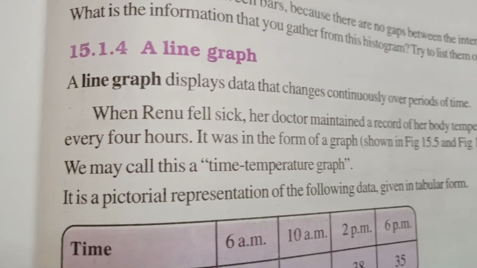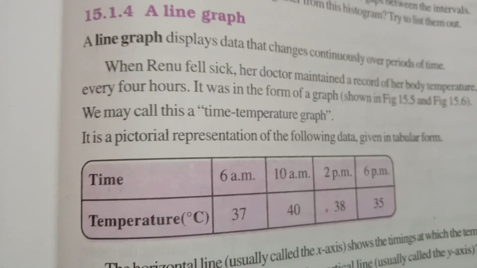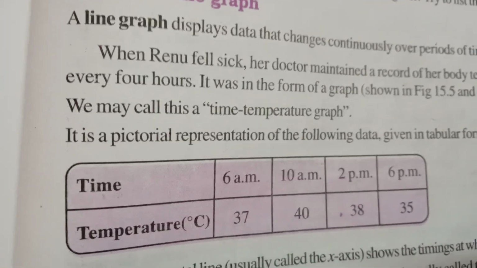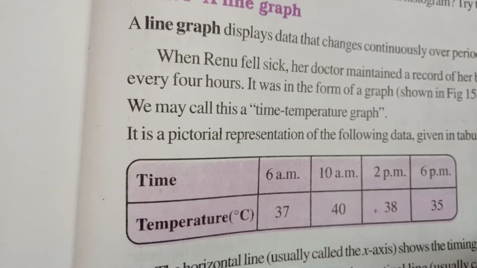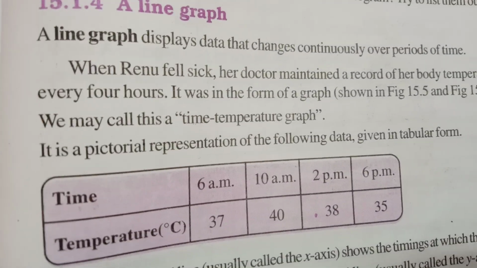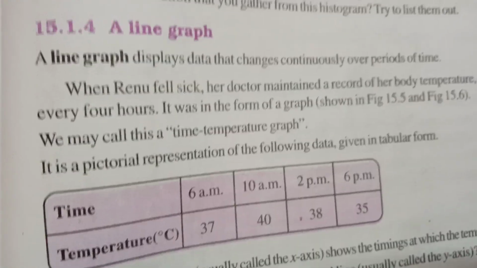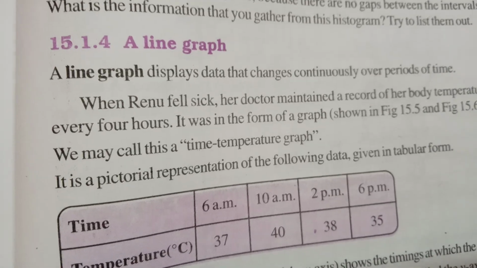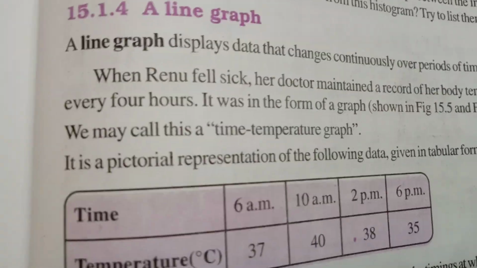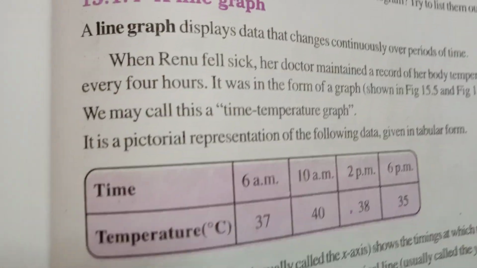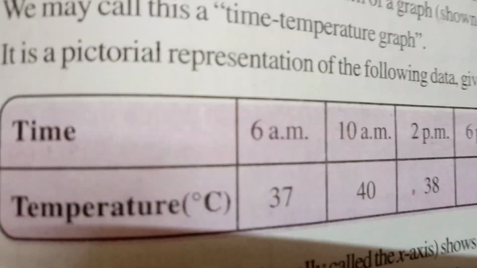When Renu fell sick, her doctor maintained a record of her body temperature taken every 4 hours. It was in the form of a graph shown in figure 15.5 and 15.6. We may call this a time temperature graph. So when she was not well, the doctor recorded her temperature for every 4 hours.